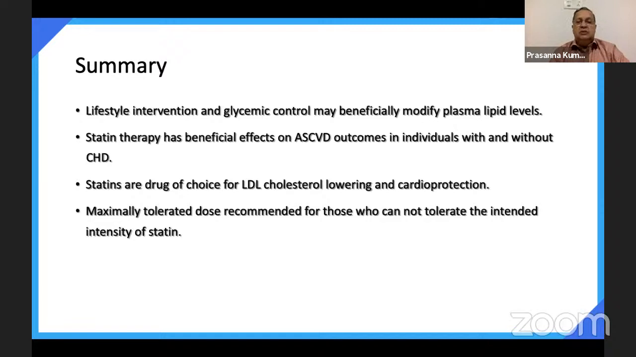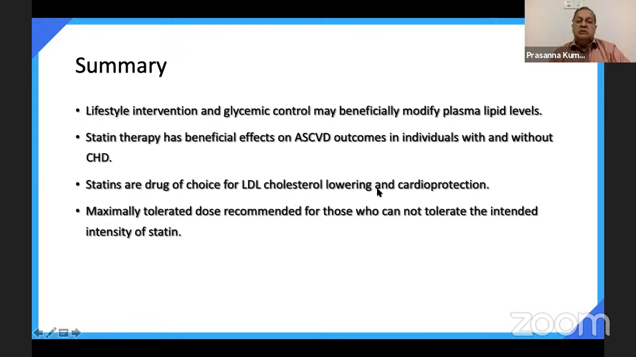Don't believe what some of the people say, that statins are not useful, they are dangerous, they cause diabetes. All these things are nonsense. Please use statins properly, whether it is moderate dose or high dose, moderate intensity or high intensity, depending upon moderate risk or high risk, and it should prevent cardiovascular disease by more than 50% if you use it in either primary prevention or secondary prevention. Statins are the drug of choice for LDL cholesterol lowering.